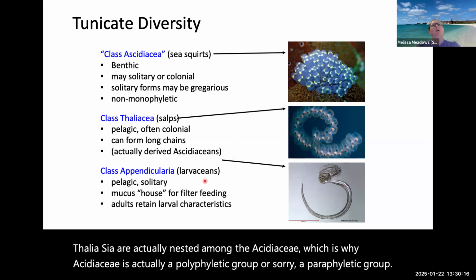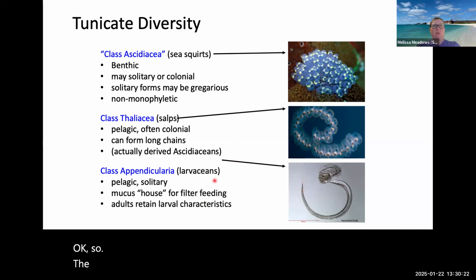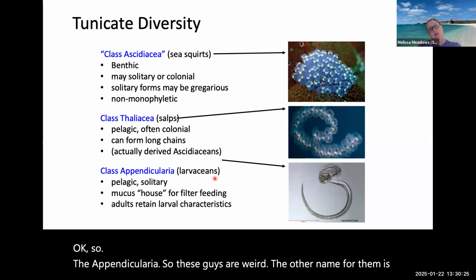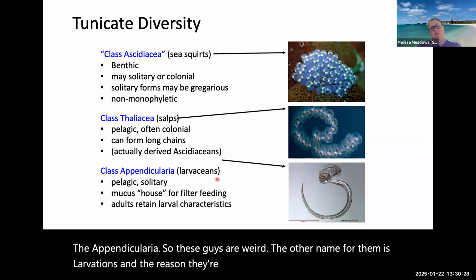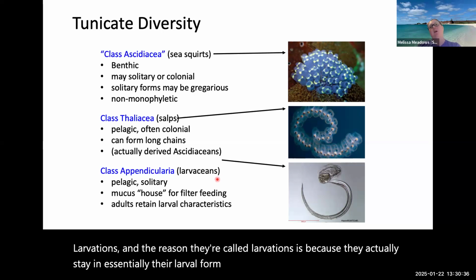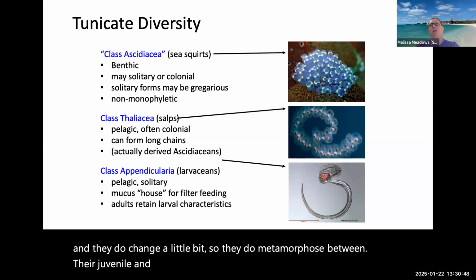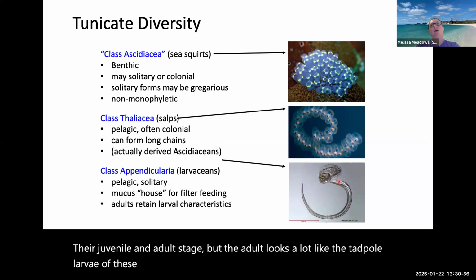Okay. So the Appendicularia, these guys are weird. The other name for them is larvaceans. And the reason they're called larvaceans is because they actually stay in essentially their larval form as adults. They have this adult stage and they do change a little bit. They do metamorphose between their juvenile and adult stage. But the adult looks a lot like the tadpole larva of these other tunicates.